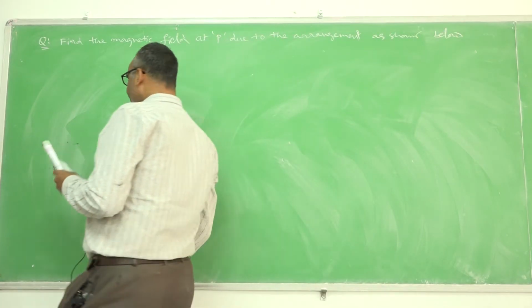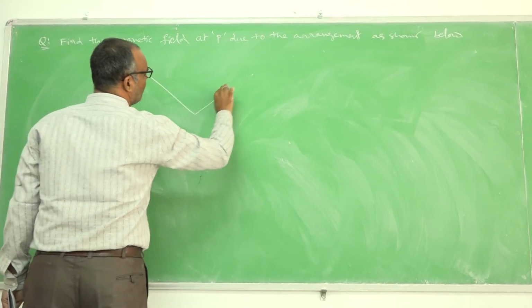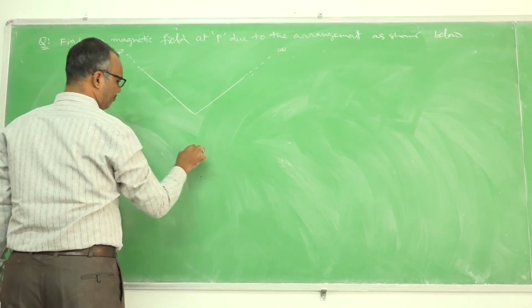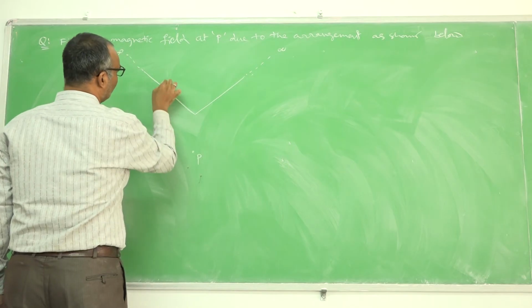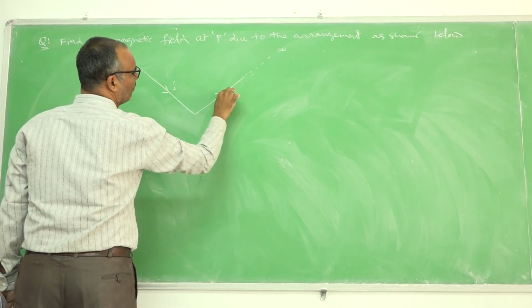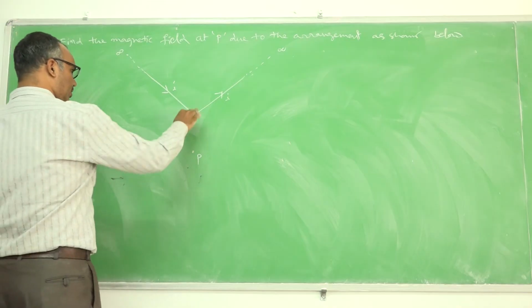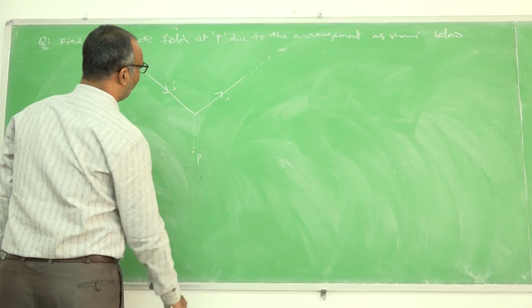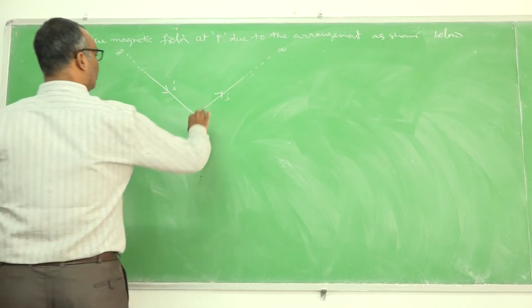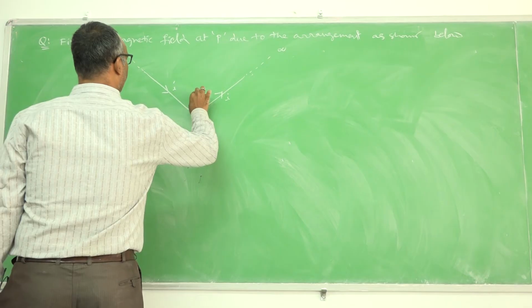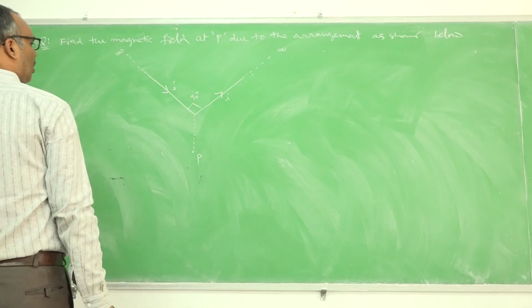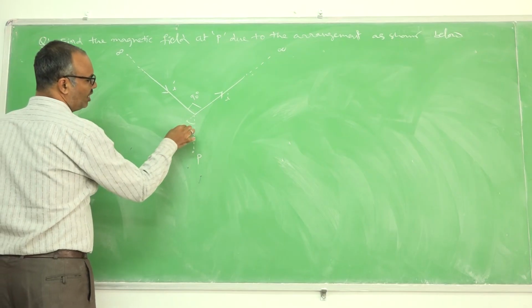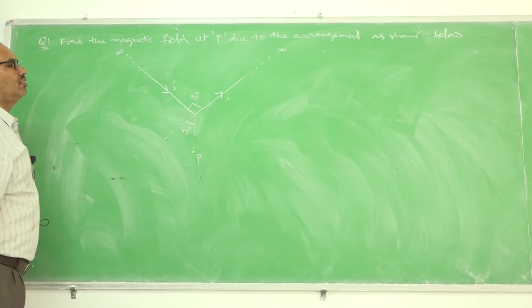It is also extended up to infinity. This is the point P. This wire is carrying current I. The same current is going like this. This point is located just below the bend, and this bend is a 90 degrees bend. If you draw a line, obviously it will make how many degrees here? 45 degrees.